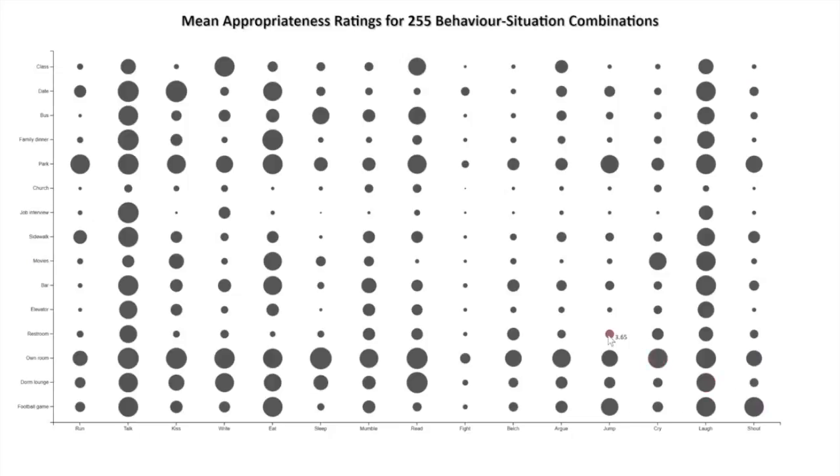The radius of each circle represents the mean of the appropriateness of that specific behavior in the specific situation. Hovering over a circle displays the mean value.